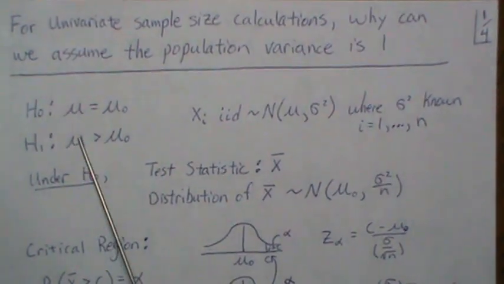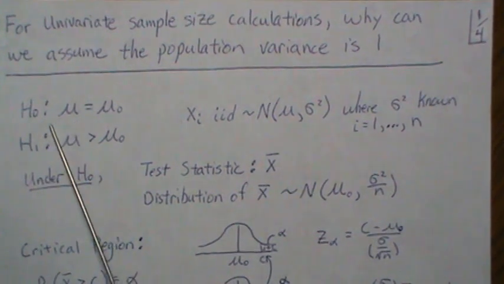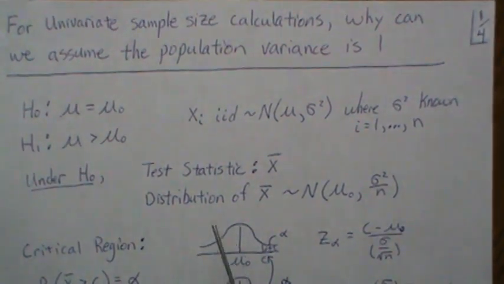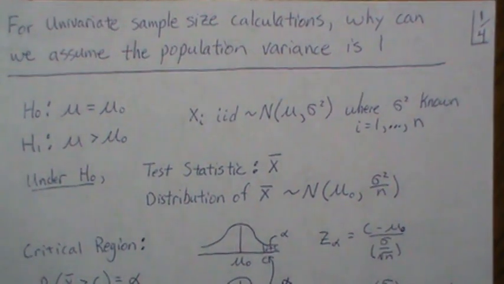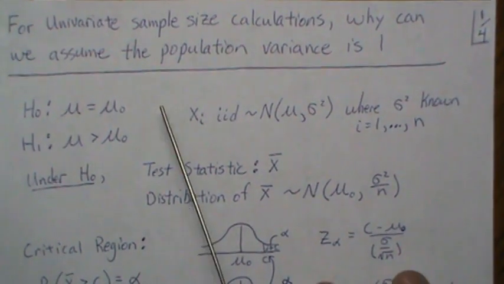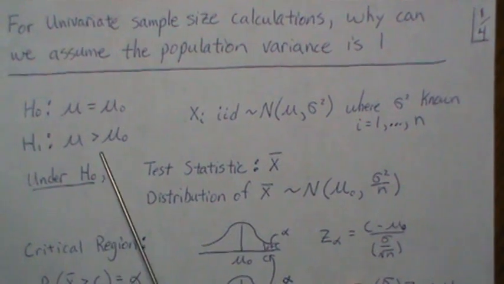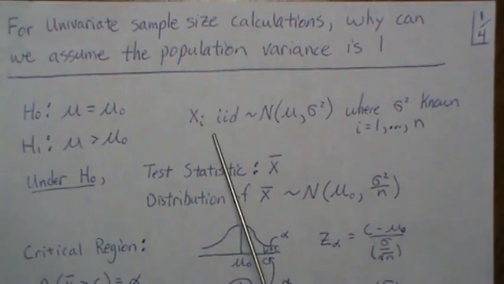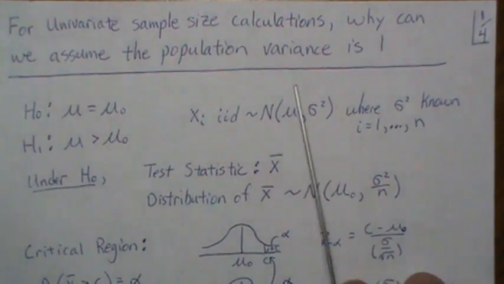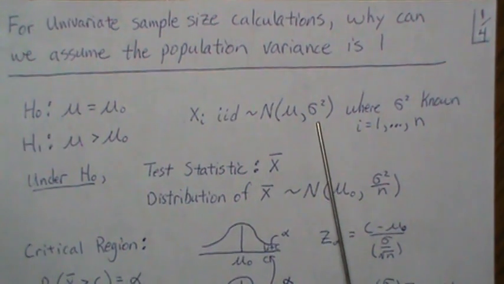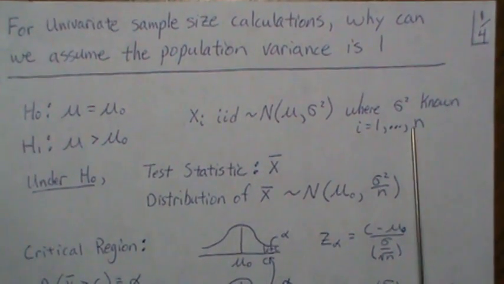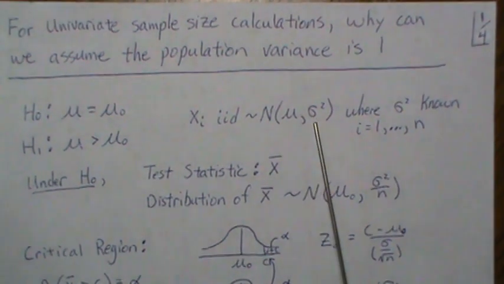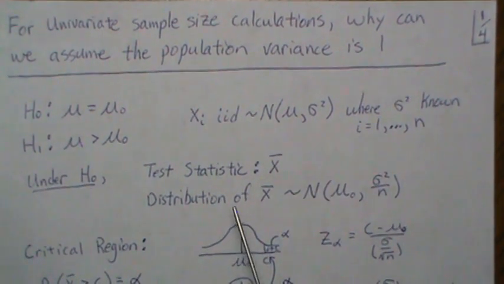So to set this problem up, we want to test the hypothesis that the mean is equal to mu naught, or is it greater than mu naught? Okay. We're going to assume that our data follows a normal distribution with some mean and some variance. For this case, we're going to assume that sigma squared is known. And then we'll look at when sigma squared is not known.